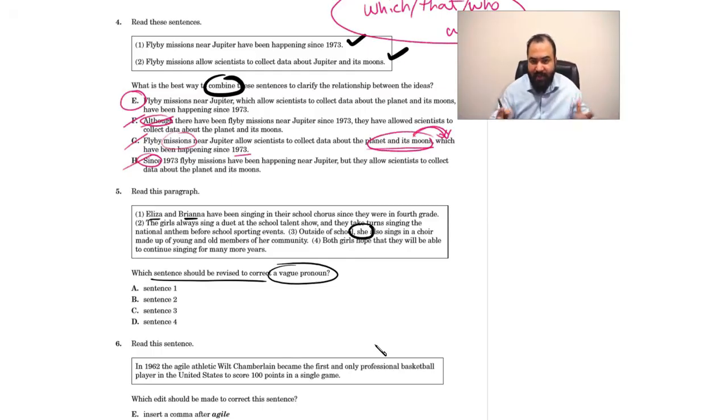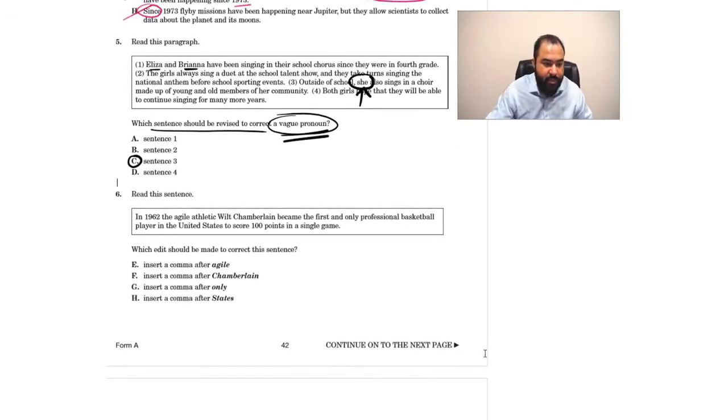So this is an unclear pronoun. I don't know who you are referring to with this she. So that's called vague pronoun. That's where the mistake is. So it's letter C.